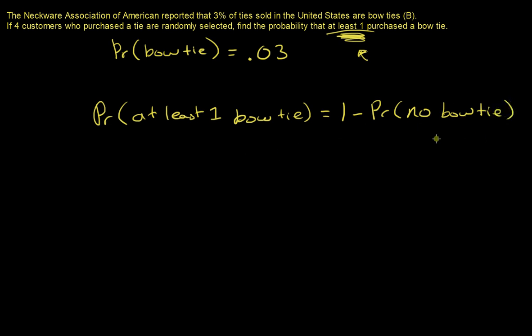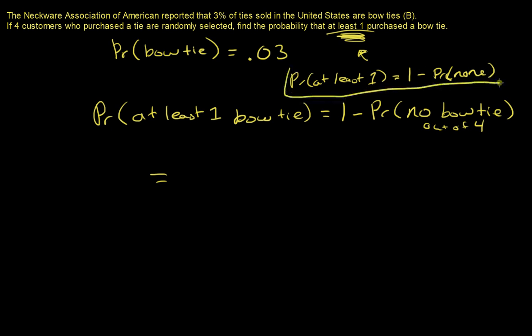Okay, so all 4 do not get a bow tie, right? So no bow tie out of 4, right? Okay, so at least one bow tie, 1 minus probability of no bow ties out of 4. Whenever you see at least one, always think 1 minus none. In general, probability of at least one equals 1 minus the probability of none. Okay, this is a very important thing that you should always think about whenever you see that phrasing, at least one.